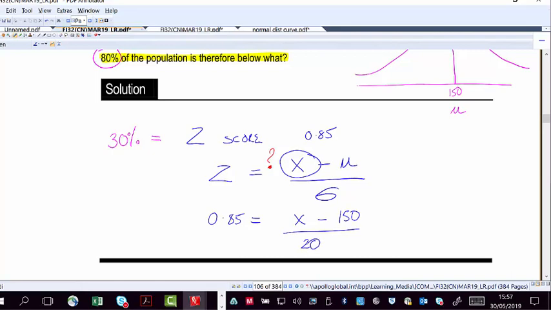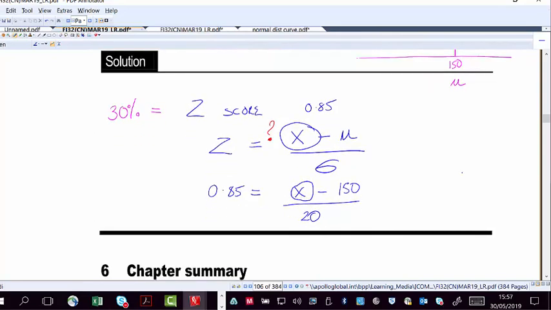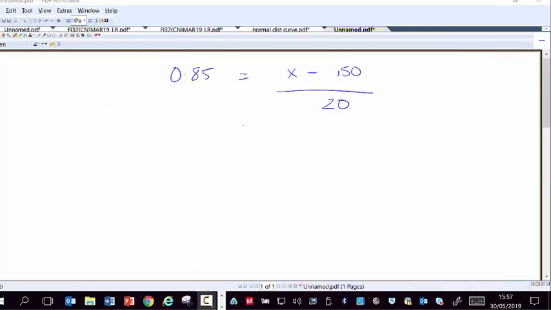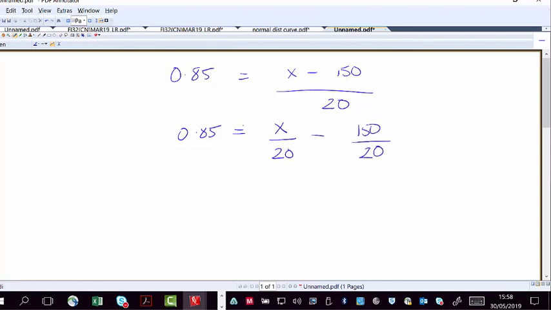which is 20. And then we basically need to rearrange that equation so that we're left only with X on its own. And some of you might be really good at rearranging equations, some of you might not be so comfortable, so let's do it step by step together if you're not sure. Okay, so the first thing that I would do is separate everything out. So I would say 0.85 is equal to X over 20 minus 150 over 20. And then my ultimate aim is to be left with just X on the one side.